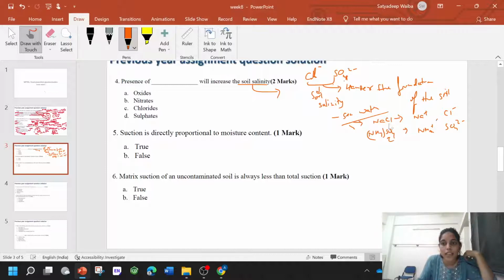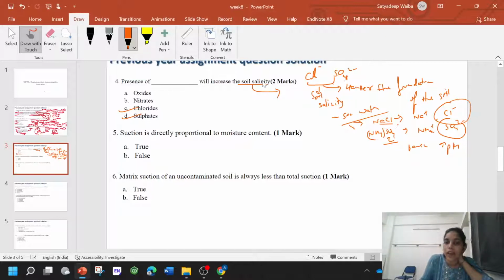Because seawater has these ions, we know that these ions are basically the reason for the salinity of seawater. And what are these ions? Chloride and sulfate. They are alkaline in nature. They are basic, high pH ions, and hence they actually lead to soil salinity. So the answer is chloride and sulfate.